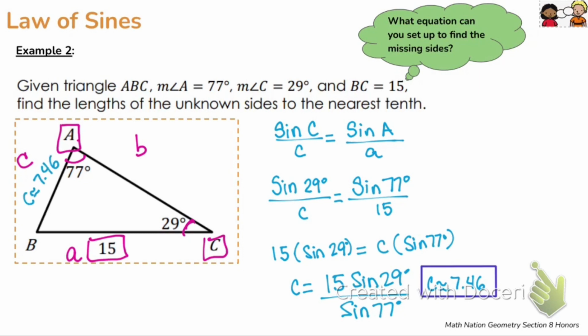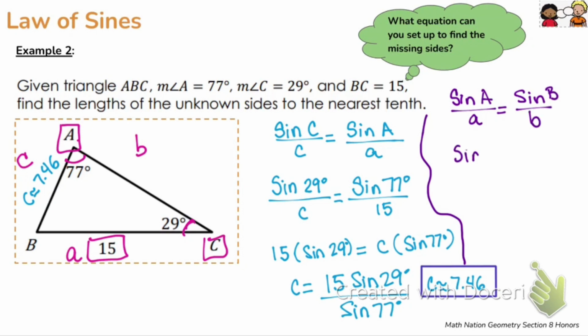Now we're trying to find the length of b. For that, we're going to establish a different ratio, again using the law of sines. So we're going to do sine of A over a equals sine of B over b. We know sine of 77 over a, which is 15, equals sine of B, which in this case is 74, over b.